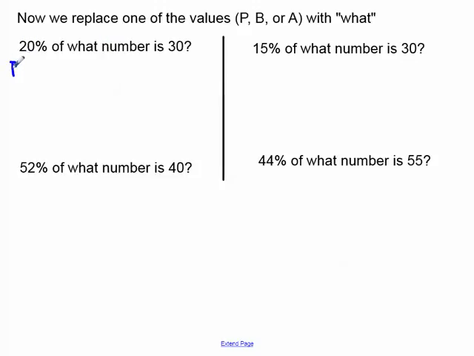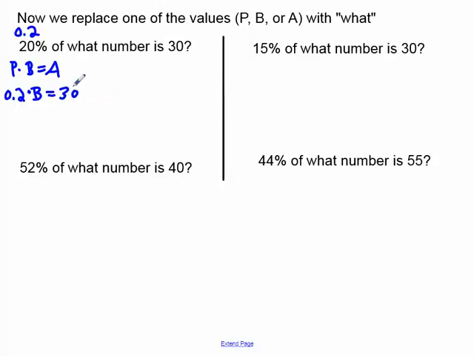So remember, P times B equals A: percent times the base equals the amount. 20% of what number is 30? Well, the percent is 20%, so the P has to be 0.2. So 0.2 goes right in here times the base. Of what number? We don't know what the base is, so we put B here for base. Is 30.